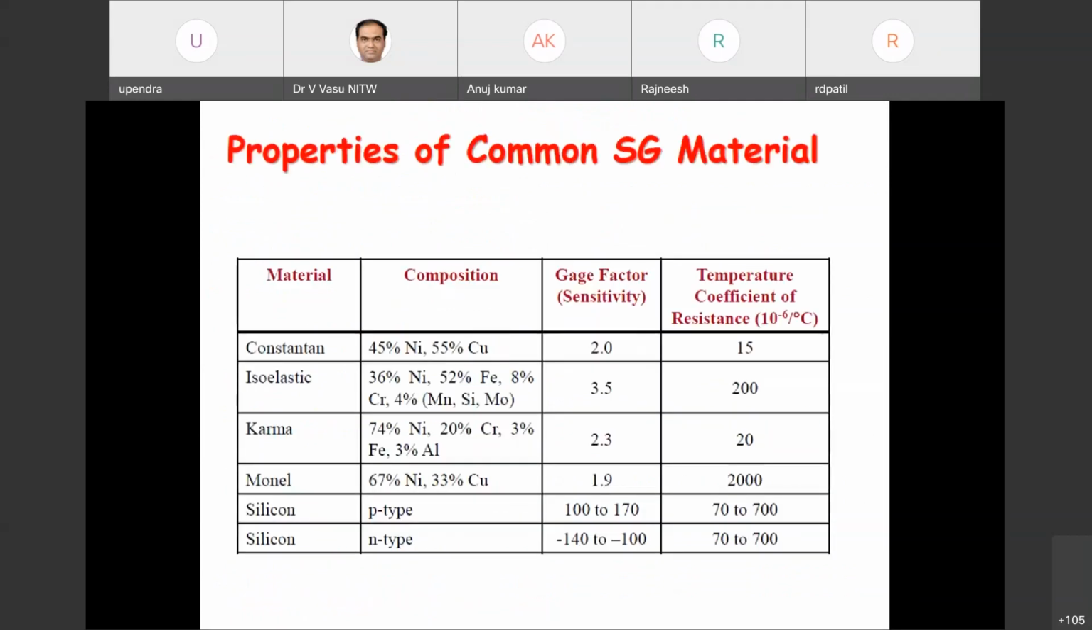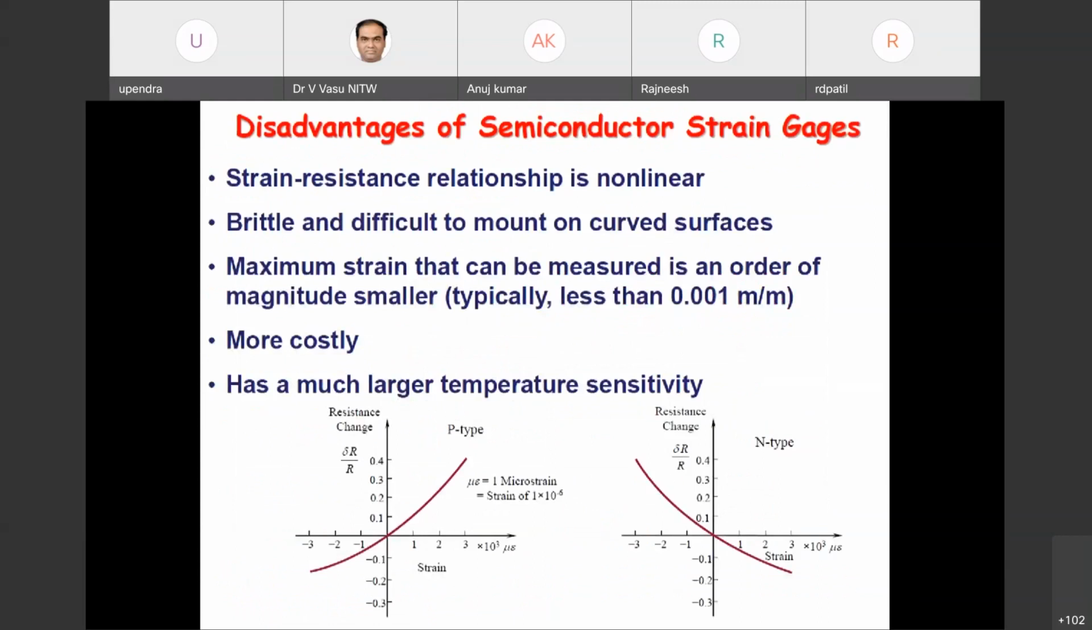These are some of the important strain gauge materials, and the gauge factor or sensitivity is one of the important things required for calibration purposes. Depending upon your application, you have to select which type of strain gauge is required for that.